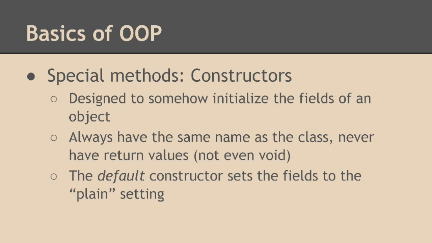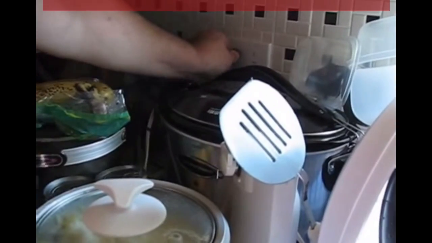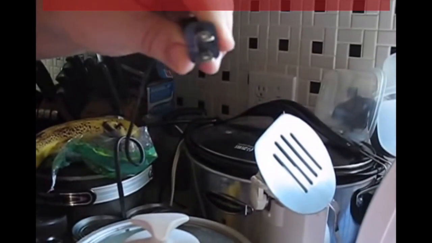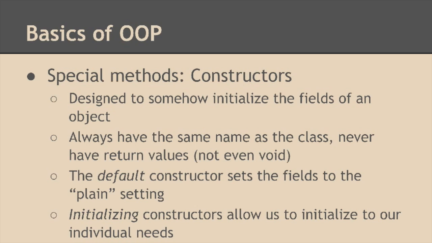Now there are two broad types of constructors. One is the default constructor, and that's what sets the fields of the object to a plain setting. We also have initializing constructors, which allow us to initialize our object to individual needs. So think about it this way. A default constructor might be like what happens when you plug in an alarm clock for the first time, and it comes up with the flashing 12 o'clock. That's the default setting. Whereas an initializing constructor would let us plug in the clock and also set the time at the same time.